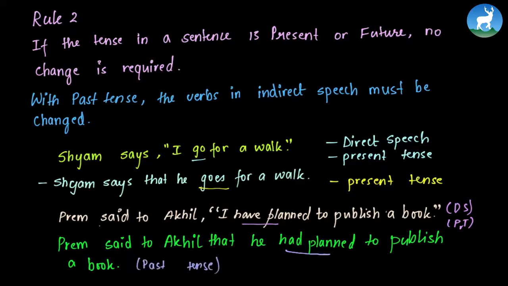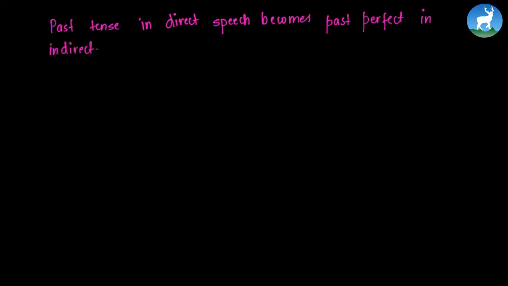So when we see that this sentence is in past tense, we need to convert it. When we notice that it was reported at a previous point of time or in the past, then we use the verb in past tense to convert it into indirect speech. A simple past tense in direct speech becomes past perfect tense in indirect speech.